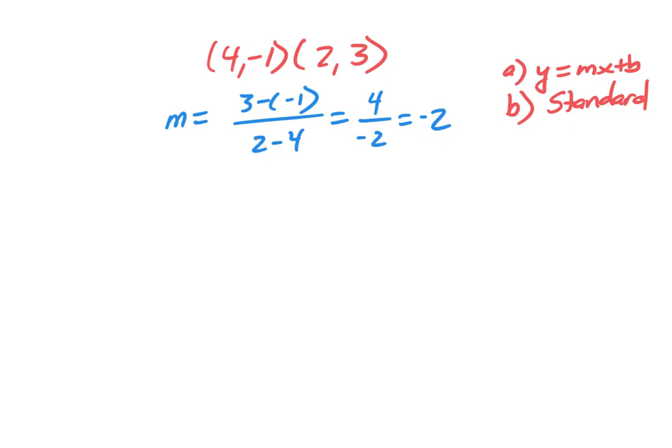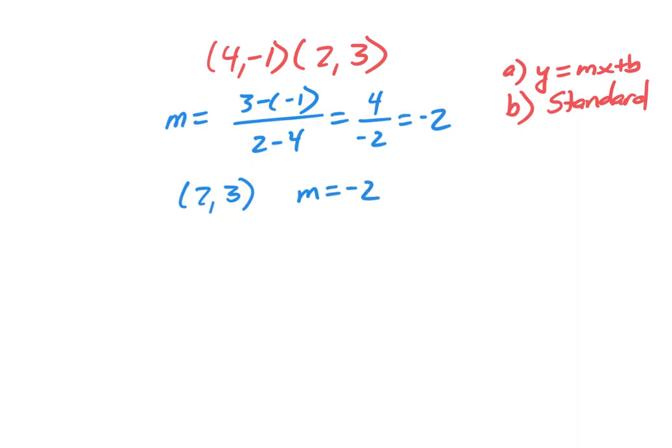Okay, so now I have a choice to make. I can either use this ordered pair or I can use this ordered pair. If I had to choose between those two ordered pairs, which one am I probably going to use? The one with or without the negative? Without, definitely. I would use 2, 3 because it doesn't have a negative in it. Negatives tend to make us make more mistakes, right? So we're going to try to make it as easy as possible. So I'm going to choose the point 2, 3, and I'm going to use the slope of negative 2 that we just found.